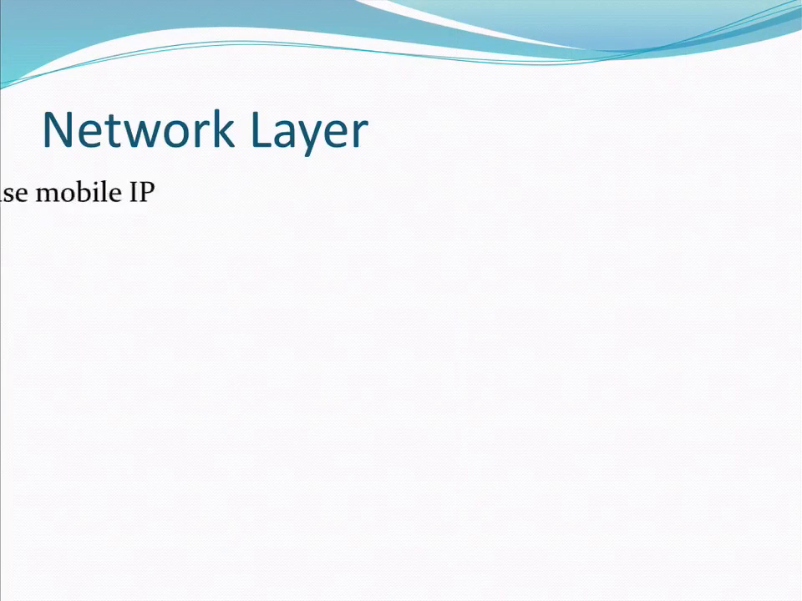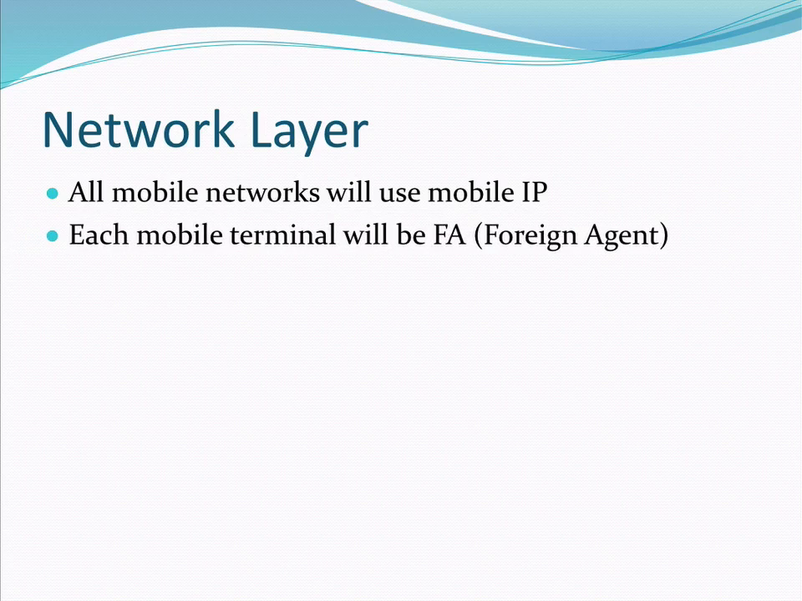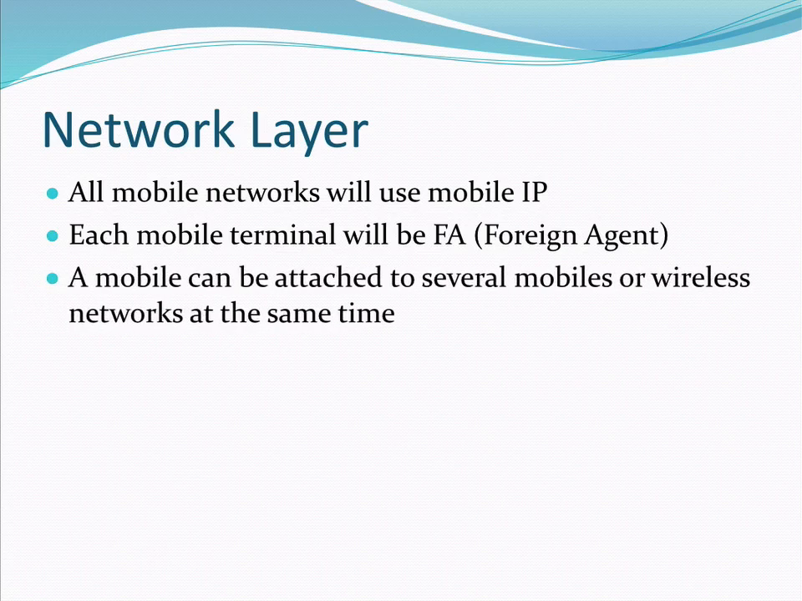Now we'll go to the network layer. All mobile networks will use mobile IP. Means mobile IP will have a unique IP address, like how we used to have in desktops and laptops. Same as that we'll have in mobile devices. And each mobile terminal will be FA, means a foreign agent. A mobile can be attached to several mobiles or wireless networks at the same time.